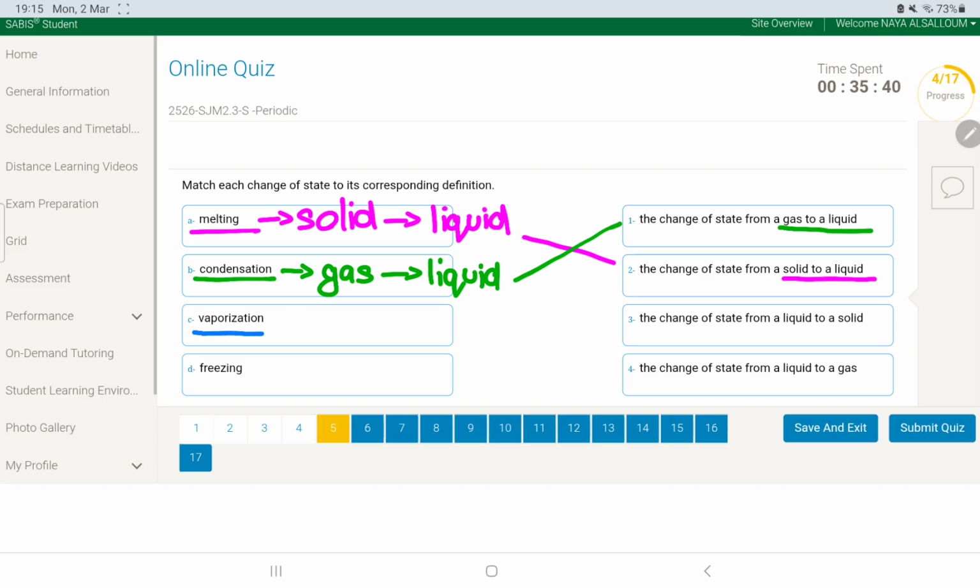So now, next is vaporization. Vaporization, which is a form of evaporation, is when a liquid changes to gas, right? Vaporization, by the way, guys, it has boiling and evaporation.